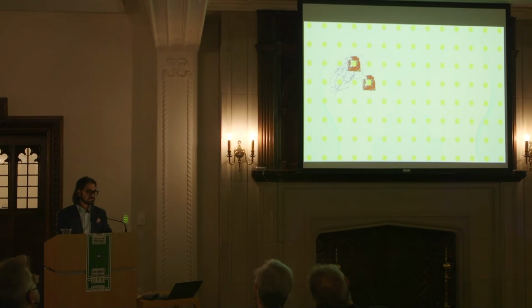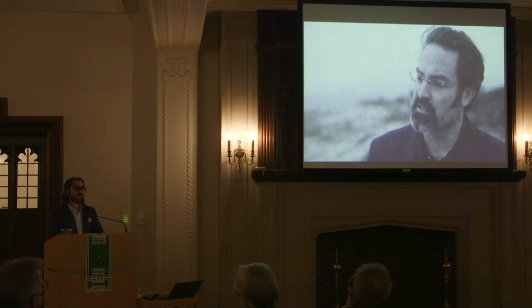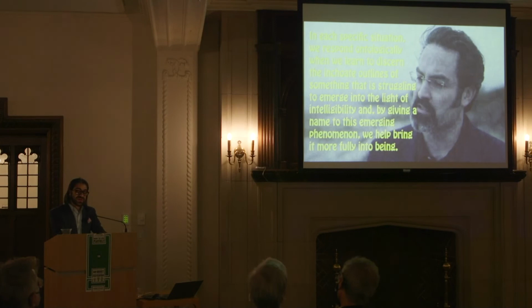Thompson, the Heideggerian, puts this in terms of your or my ontological being. That is what it means for us to exist. In each specific situation, we respond ontologically when we learn to discern the inchoate outlines of something that is struggling to emerge into the light of intelligibility, and by giving a name to this emerging phenomenon, we help bring it more fully into being. To be is to become what you are, but more so.